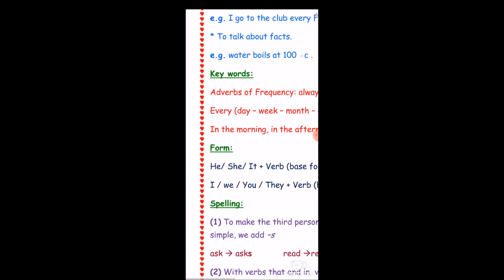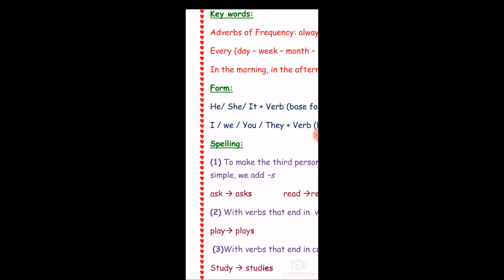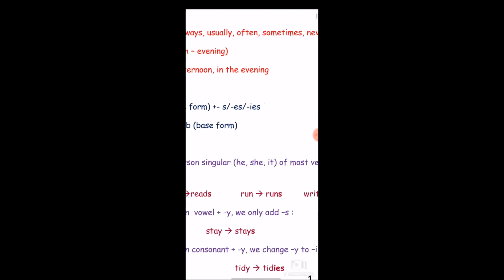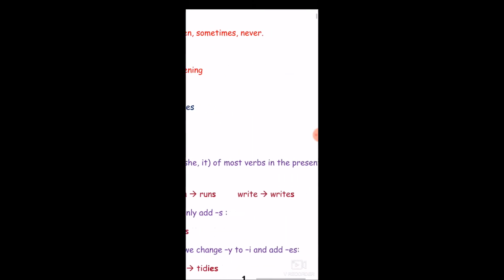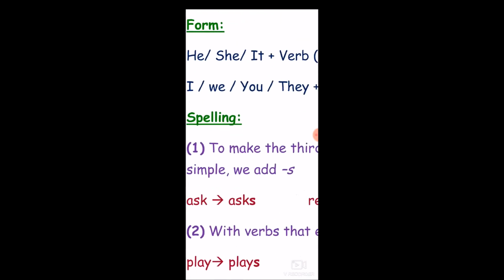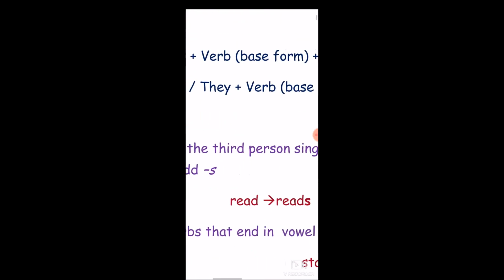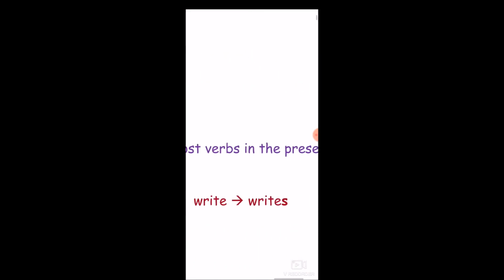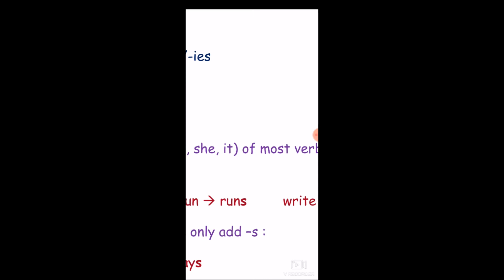How? I will tell you. Number one, to make the third person singular, he or she or it, or any singular noun, of most verbs in the present simple, we add s. Most of the verbs take s. But if the subject is he, she, it, or a singular noun, like what? For example, ask, asks, read, reads, run, runs, write, writes. So here we add s.